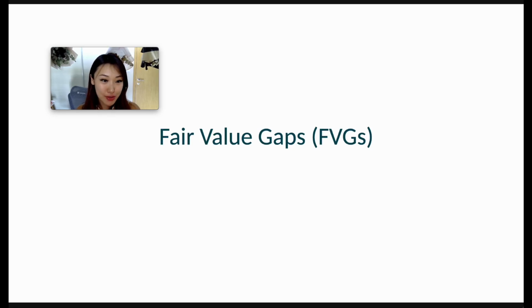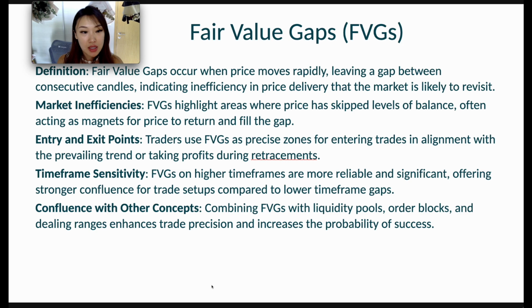Alright, so the next tool that I will be introducing is the fair value gaps. The fair value gap occurs when price moves rapidly, leaving a gap between consecutive candles, indicating inefficiency in price delivery that the market is likely to revisit. So, market inefficiencies: fair value gaps highlight areas where price has skipped levels of balance, often acting as a magnet for price to return and fill up the gap.